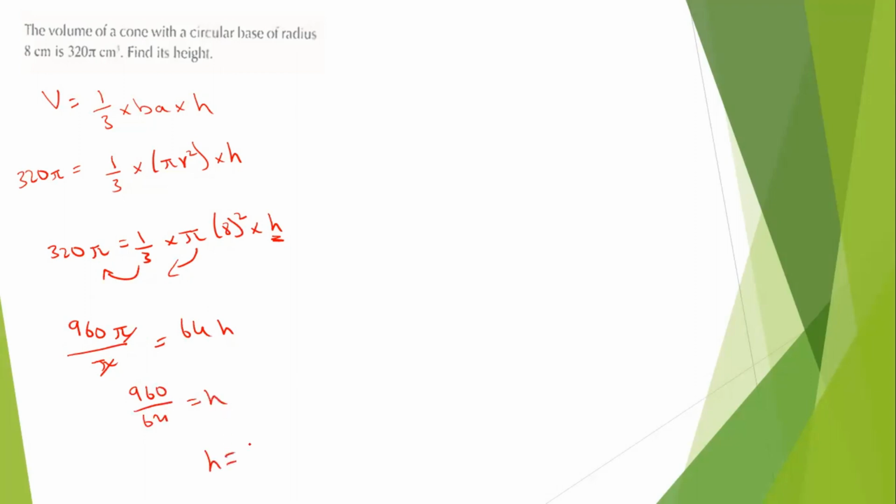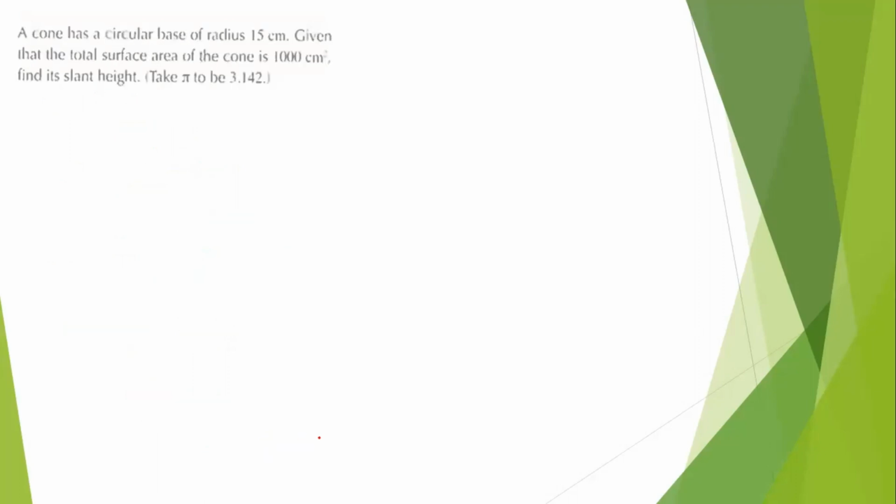Hence, my h will be equals to, let's divide the 960 by a 64. The answer is 15 centimeters. And there we go. 15 centimeters. Easy, right?